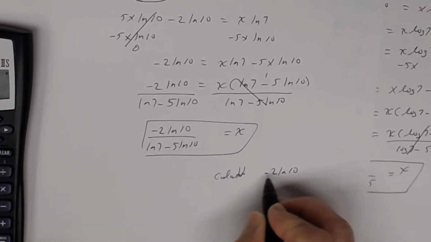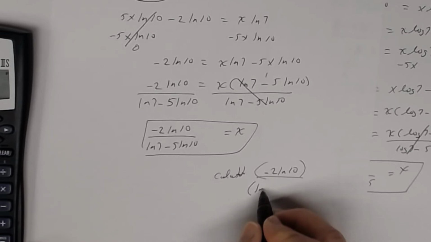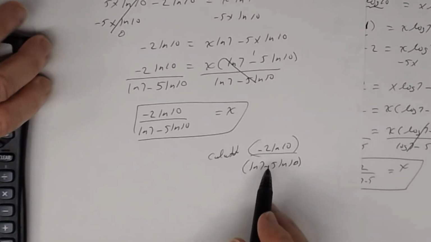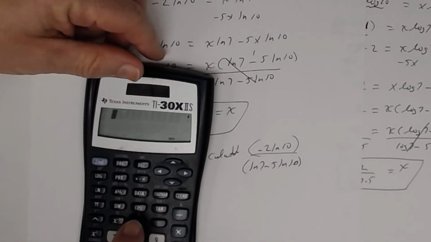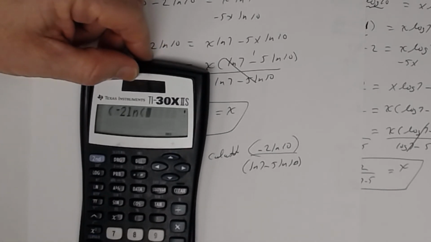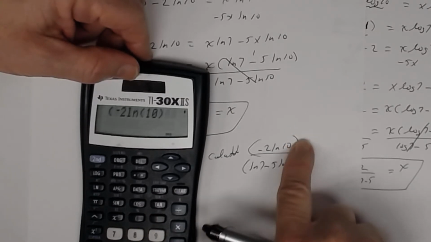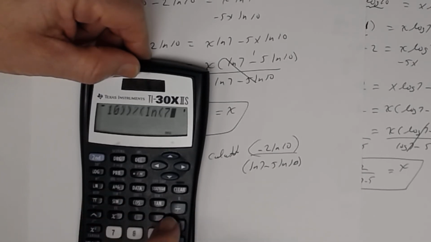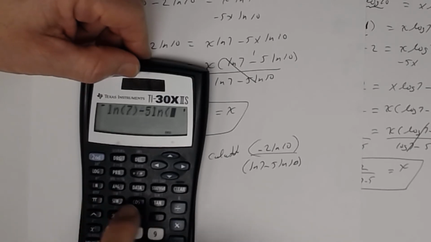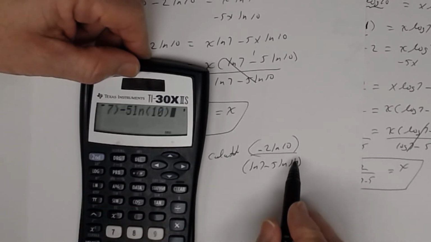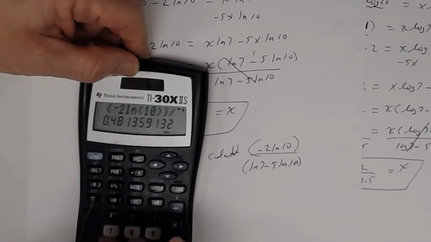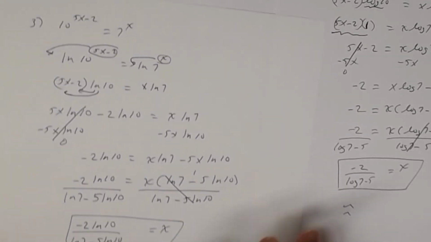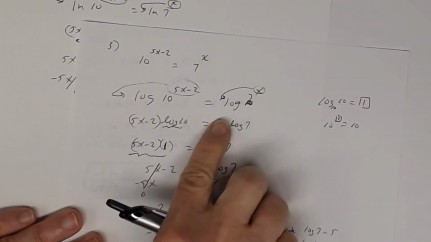So you get -2 natural log of 10 in parentheses, divided by parentheses natural log of 7 minus 5 natural log of 10, put that in parentheses. Numerator, denominator. All right, let's do that. Parentheses -2 natural log of 10. Close that parentheses, but now we've got to close that outer parentheses here. Divide by parentheses natural log of 7, close that argument, minus 5 natural log of 10, close that argument, but don't forget you have that outer parenthesis, so close it, press equal, and you see you get the same thing, 0.481, okay?